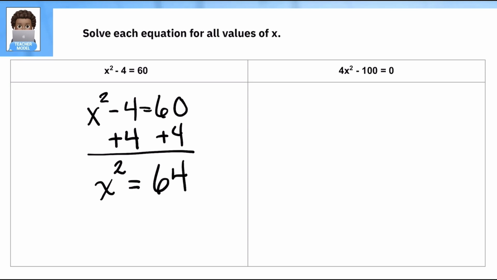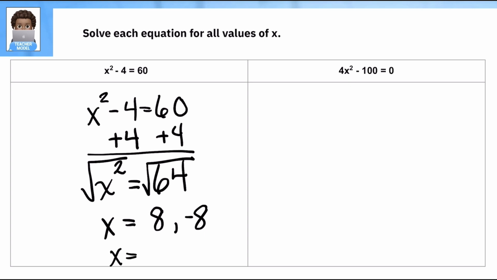And now the only thing for me to do is the inverse of x squared, which is to apply the square root symbol. And I do this to both expressions. So x is equal to, and the square root of 64 is 8 and negative 8. So I'm going to have both answers there for x. You can also express this as x is equal to plus or minus 8. Let's try the second example.